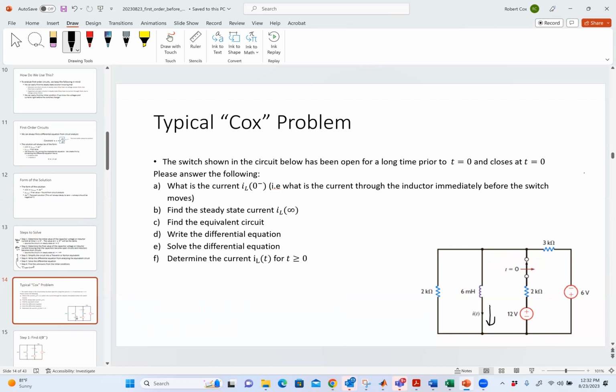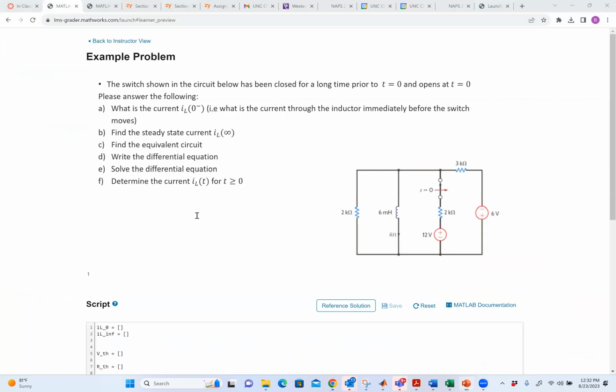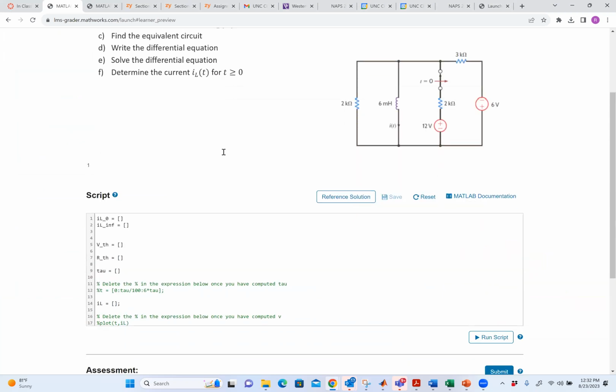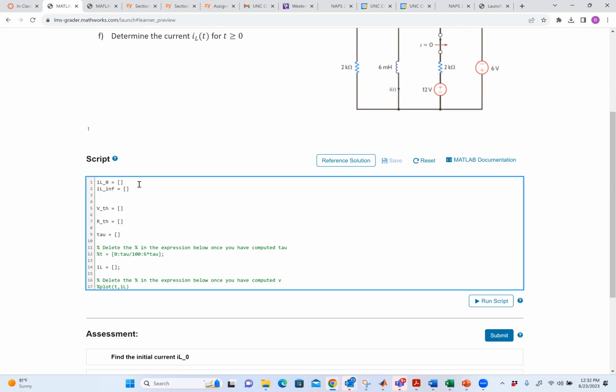Now, before I do that, the thing I also said I was going to do is give this to you as an example. So I created this as an example problem. When you guys go in to submit stuff in MATLAB, this is exactly what it's going to look like to you. It's going to have a bunch of variables that it's solving for. Now, what I'm going to do is make MATLAB, this window here, do the math for me.